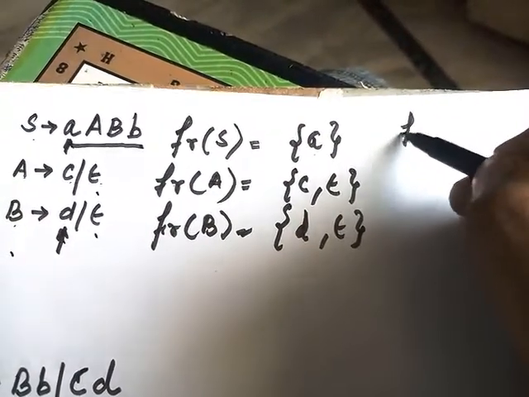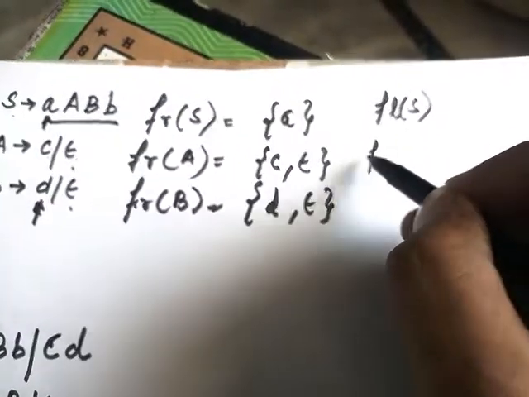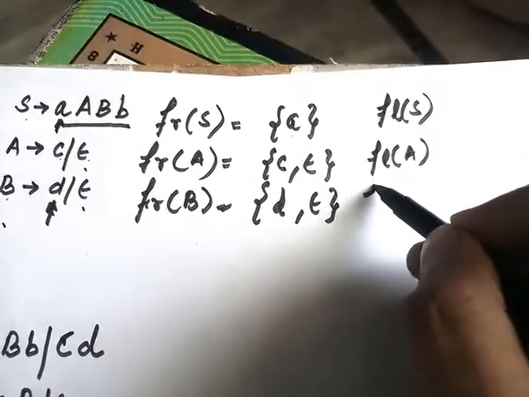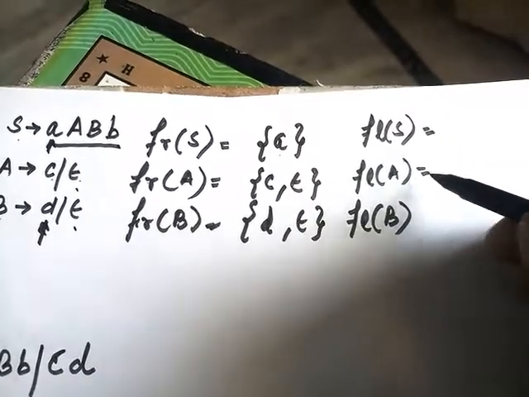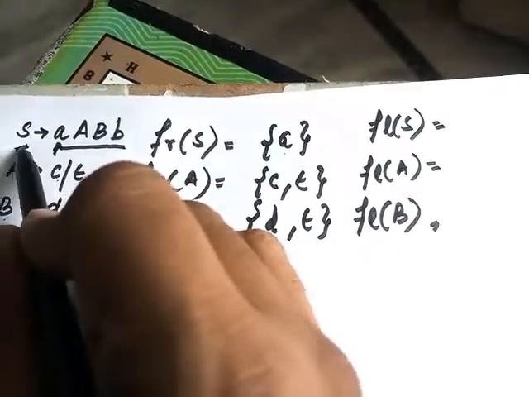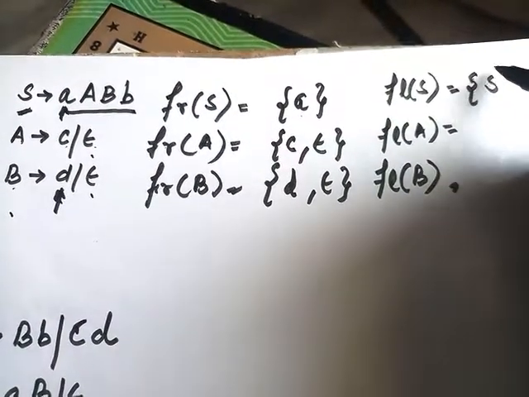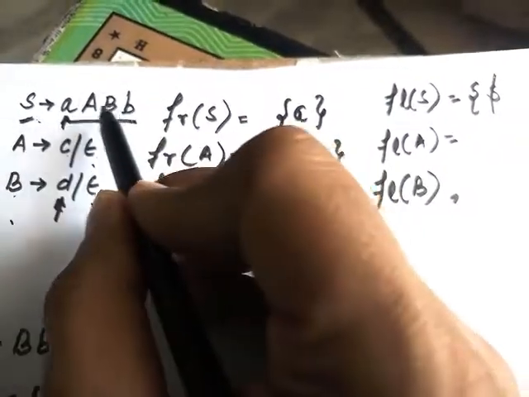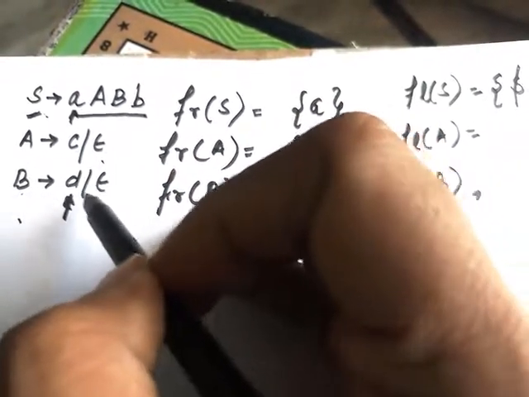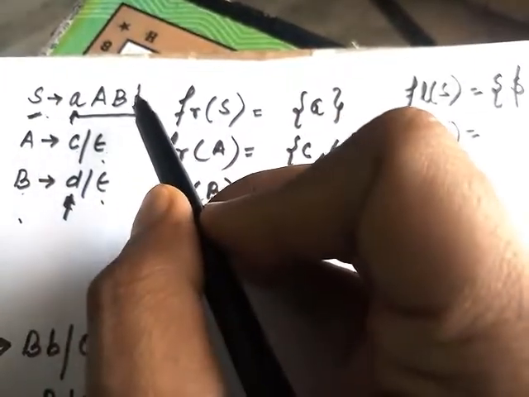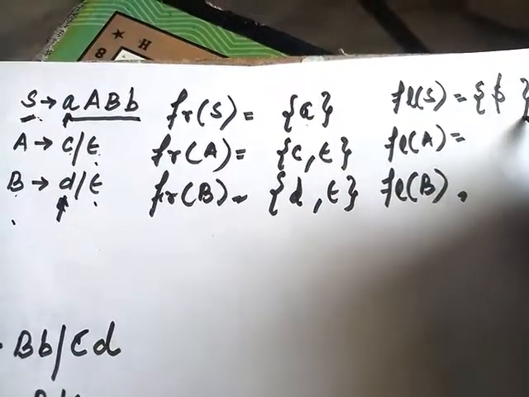Now we have to find out follow of S, follow of A, and follow of B. So as you can see, S is a starting symbol, and the rule says that follow of a starting symbol is dollar. So follow of S is dollar, and then we have to look whether S appears on the right hand side of any production. Whether S appears on the right hand side of any production? No. So you can say that dollar is the only follow of S.